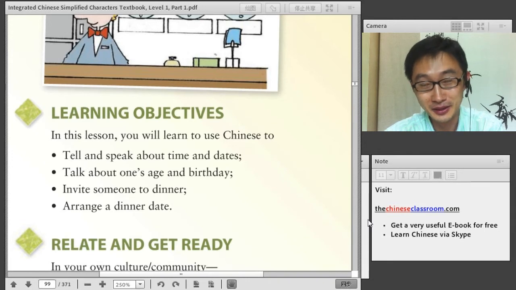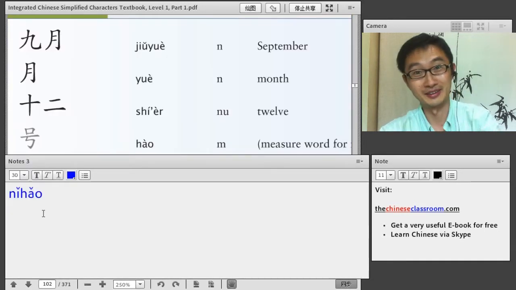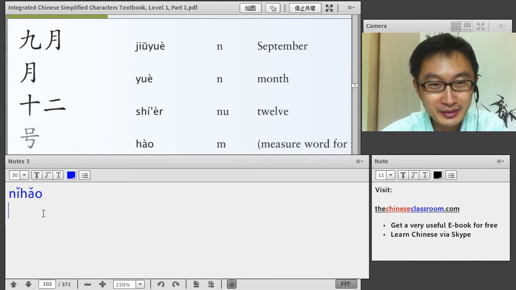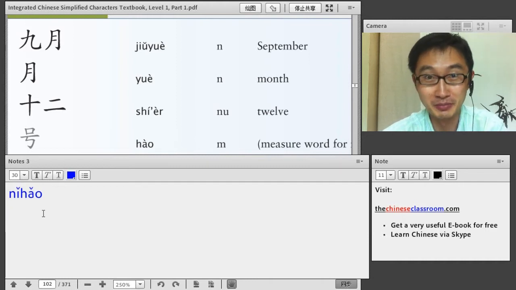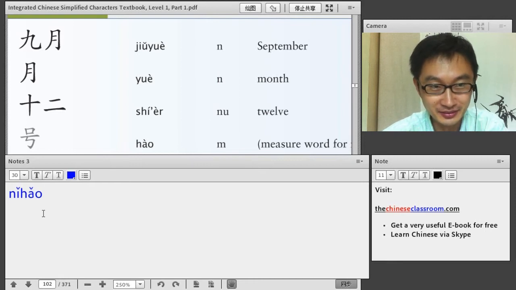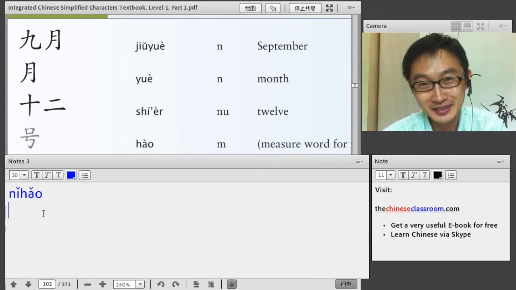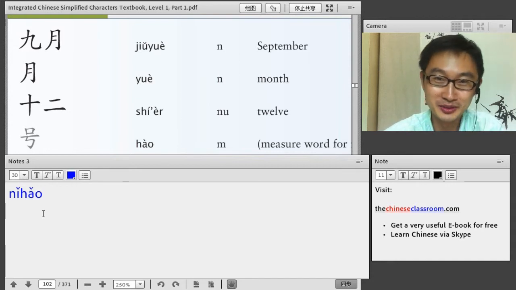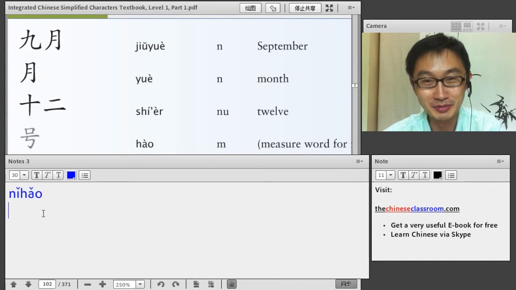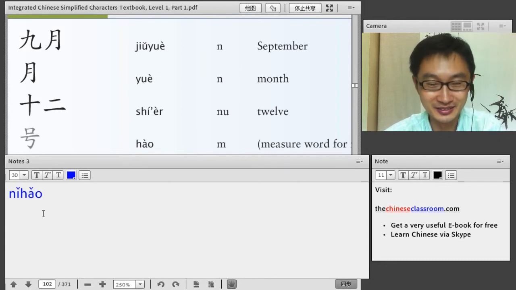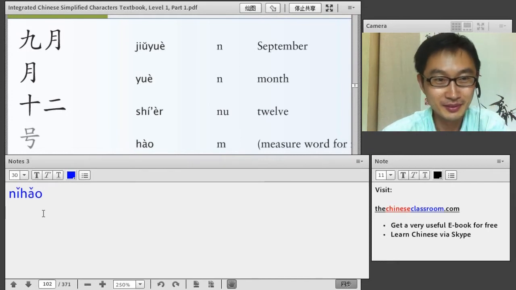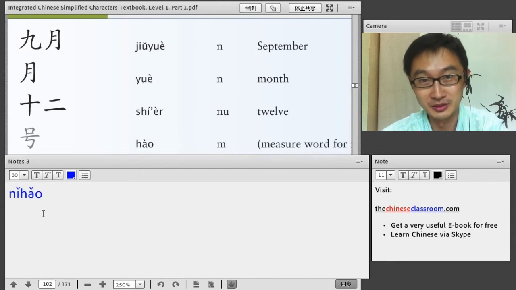Okay, first vocabulary. Here we are. Okay, start from number 1. 9月. You know, 9 means number 9. And if you haven't learned Chinese numbers 1 to 10, please learn them, check in the book or on a website, because we need it. From 1 2 3 4 5 6 7 8 9 10.